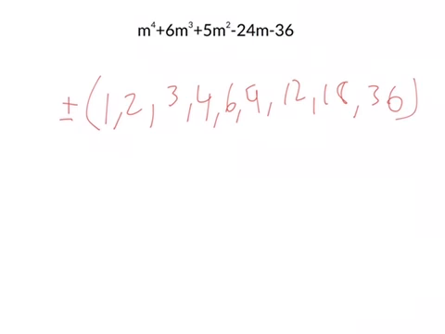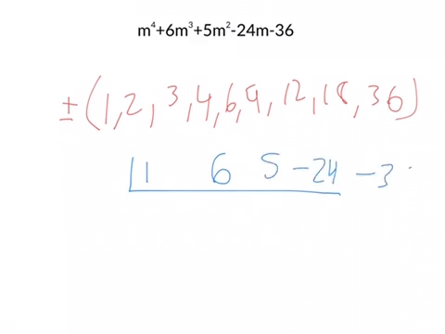And then the next step is we're going to have to plug in one of those numbers into synthetic division. So I'll go ahead and set it up here. We have our 1, our 6, our 5, our negative 24, and our negative 36. Now, I'm going to have to take one of these numbers, plug it in here to find a remainder that equals 0. So I'm going to start with negative 2 because that should work.